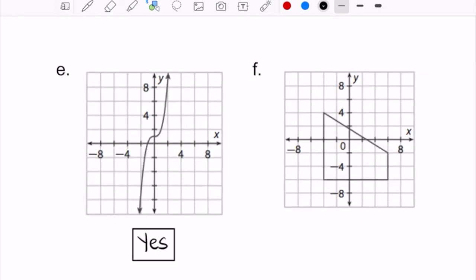And then continuing on, E is a function because there's not a place you can draw a vertical line through that graph that crosses it twice. And then F is no because there are many places where you could draw a vertical line through that graph that crosses the graph in two places.